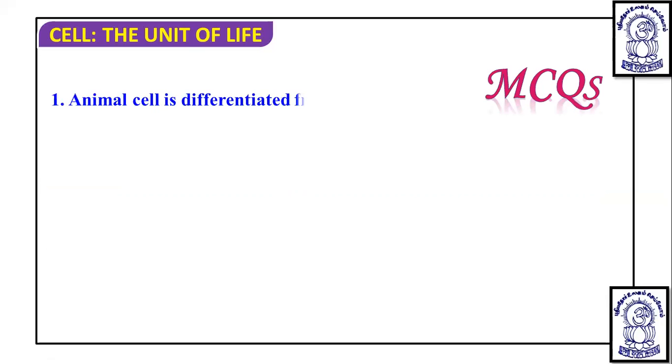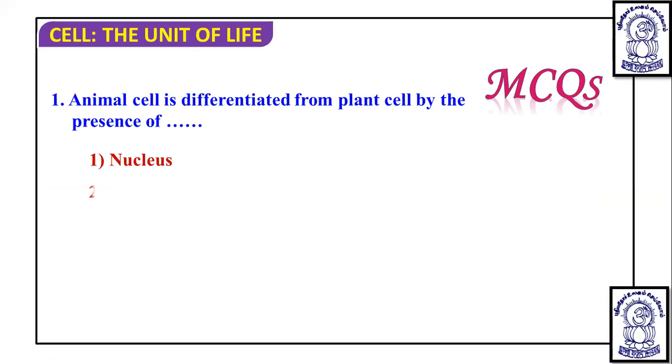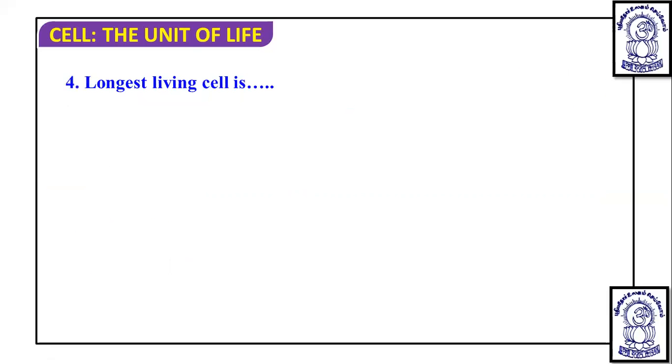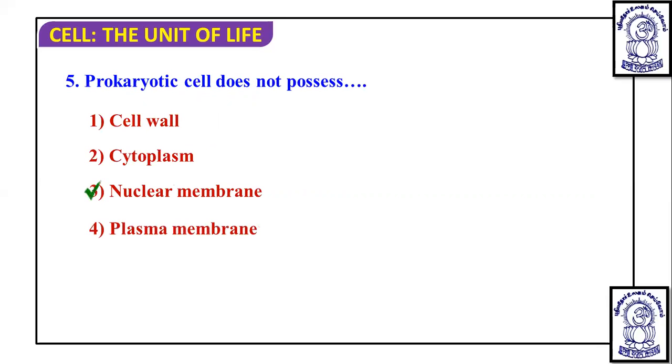Now after this, let's discuss some MCQs. The animal cell is differentiated from the plant cell by the presence of centriole, which is a membraneless organelle found in the animal cell. The longest living cell is obviously the nerve cell. A prokaryotic cell does not possess a nuclear membrane, obviously, because a nucleoid is present in them.